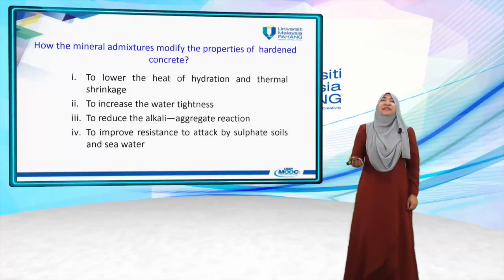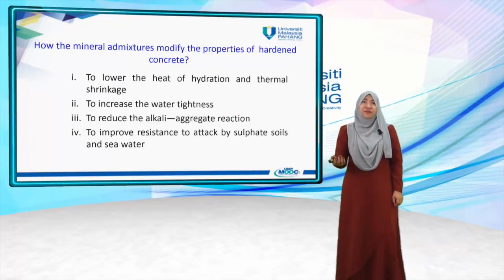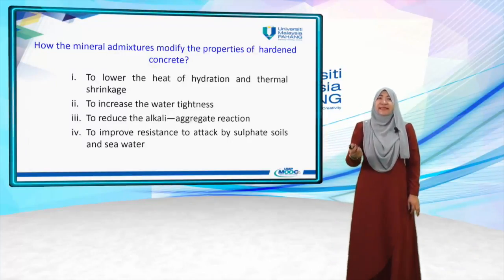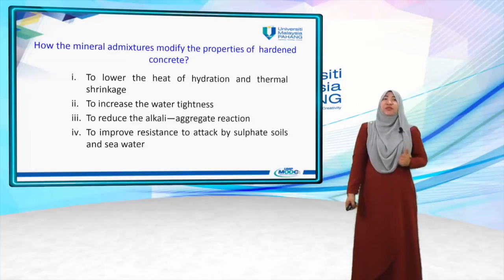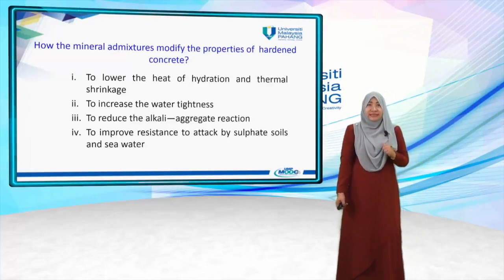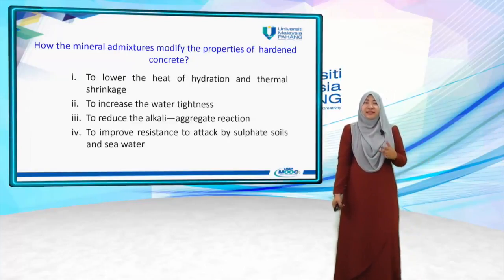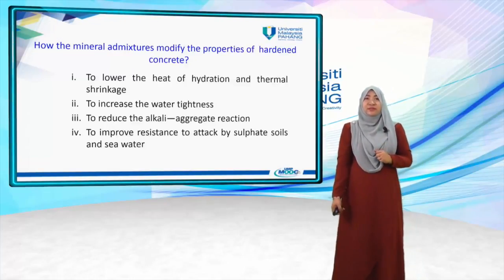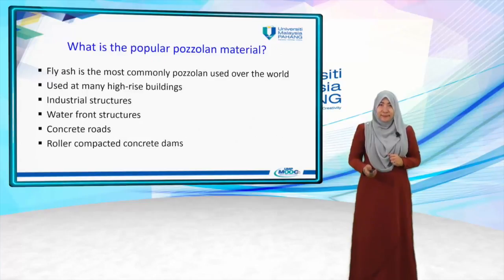So how does the mineral admixture modify the properties of concrete? Okay, number 1, to lower the heat of hydration and thermal shrinkage. Number 2, to increase the water tightness. Number 3, to reduce the alkali aggregate reactions. Number 4, to improve resistance to attack by sulfate salts and seawater.